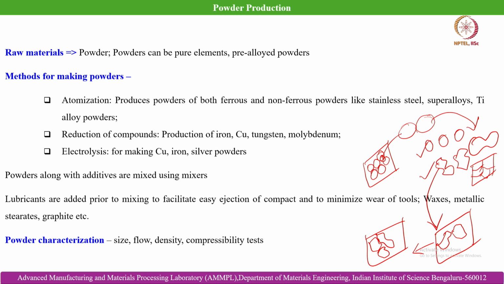The powders along with additives are mixed using mixers, which is the first step in powder metallurgy. Here lubricants, such as waxes, are added prior to mixing to facilitate easy ejection of the compact from the die cavity used for powder metallurgy, and to minimize the wear of tools. Then comes powder characterization. Like I told you, the initial raw material attributes are of high importance in powder metallurgy. We can classify the initial attributes of the powder particles in terms of size, flow behavior, density and compressibility.